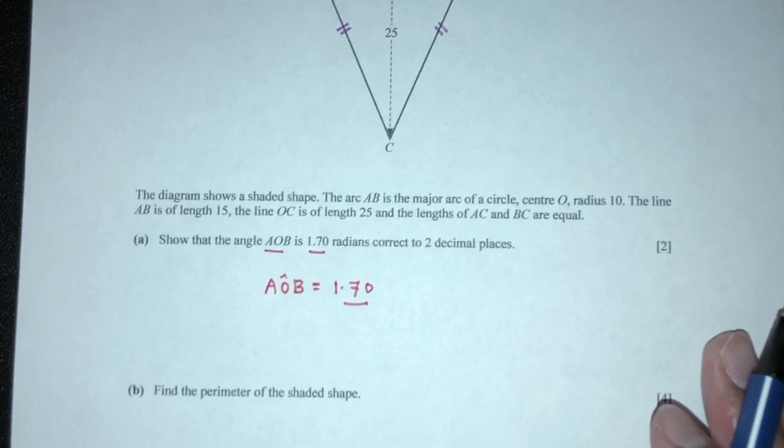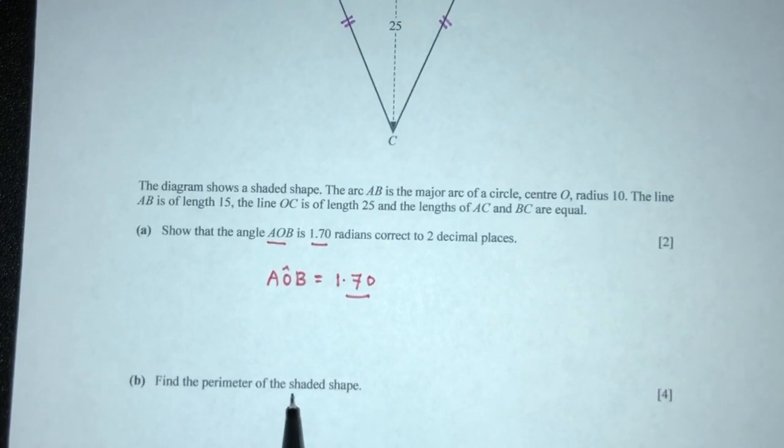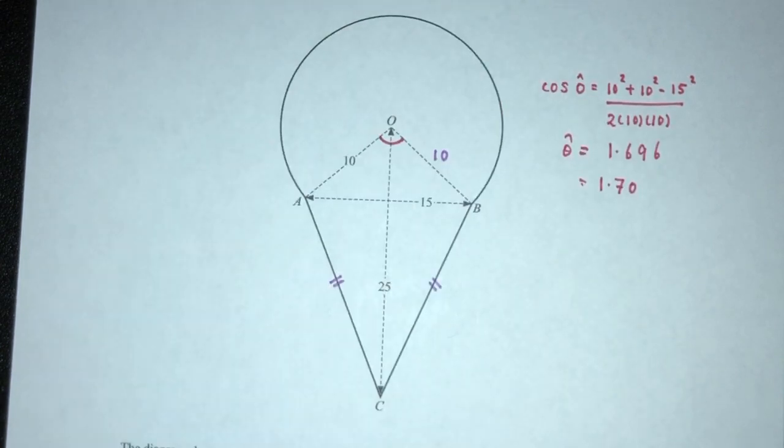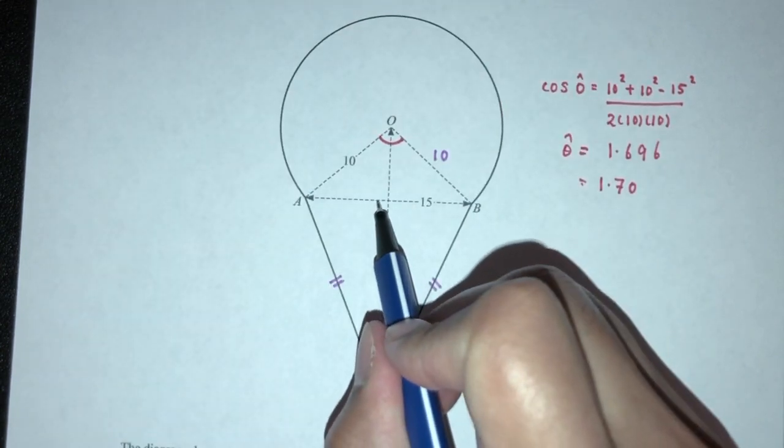Now part B, we have to find the perimeter of the shape. So how would you find that? We have to find the distance around the shape. So pretty easy, 1 by 1. This is 90 over here.